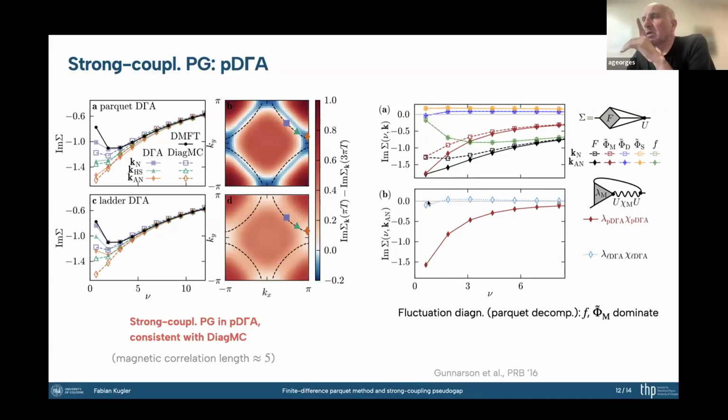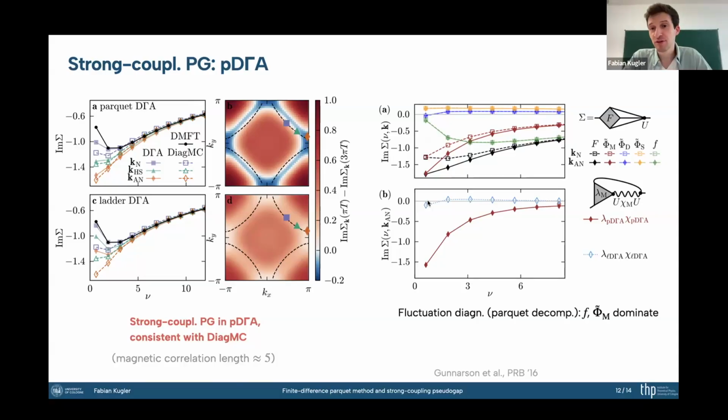Fabian, just to make sure, in this way of analyzing things, the small lambda is still fully frequency dependent, or not? Yes, it is fully frequency dependent, absolutely. It comes from the self-consistent parquet equations. Okay, thank you.